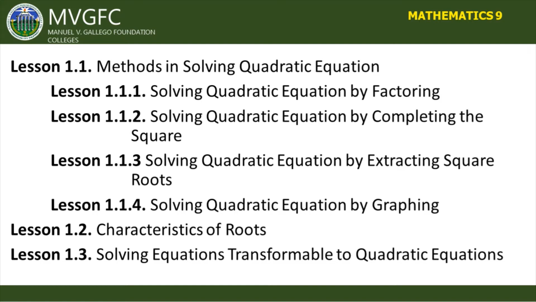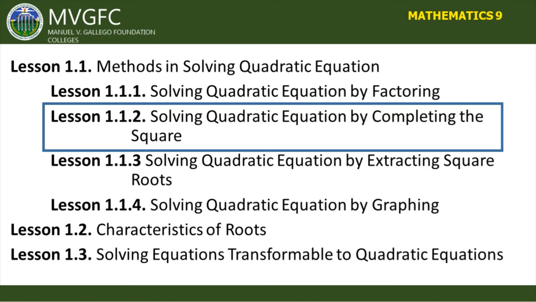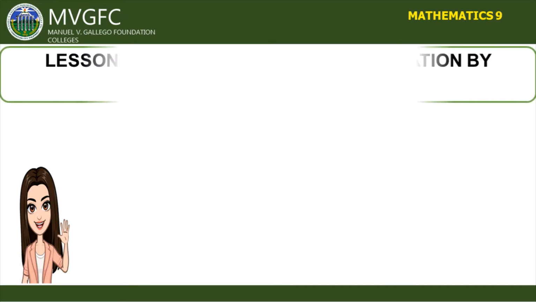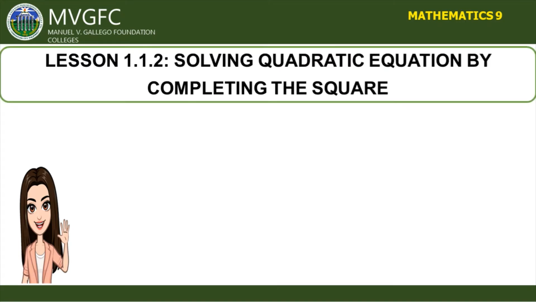We are done with lesson 1.1.1, which is about solving quadratic equation by factoring. Now, we're going to talk about lesson 1.1.2, which is about solving quadratic equation by completing the square. After understanding the first method in solving quadratic equation, which is factoring, we will now proceed to solving quadratic equation by completing the square. How do you apply completing the square in solving quadratic equation?